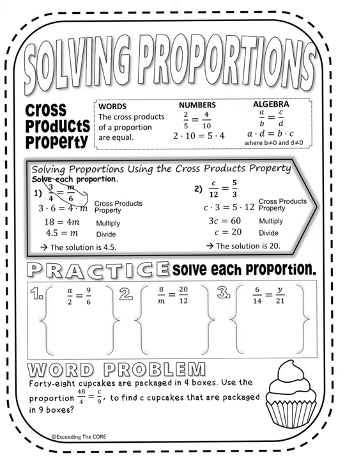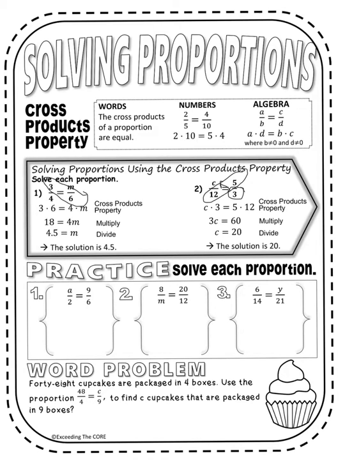In number 2, we're going to multiply 12 times 5, and we get 60. And then we're going to divide that answer of 60 by the number that is diagonally across from the variable, which is 3. 60 divided by 3 gives us 20. Therefore, the solution is 20. C equals 20. Now we're going to practice a few on our own.